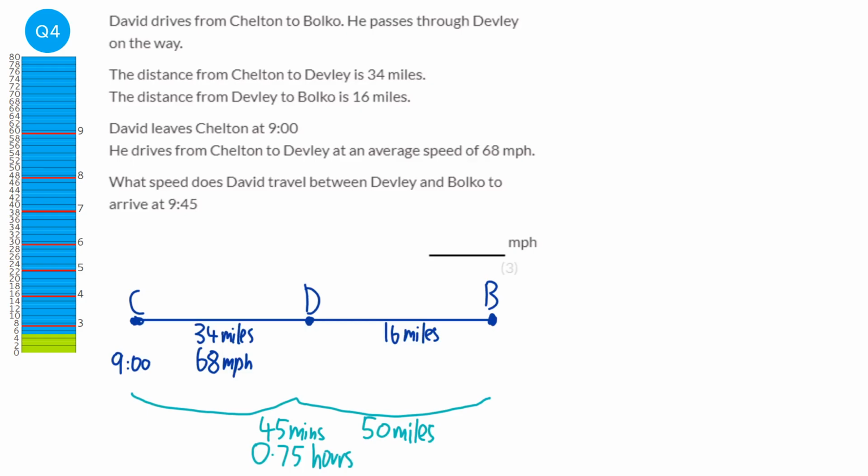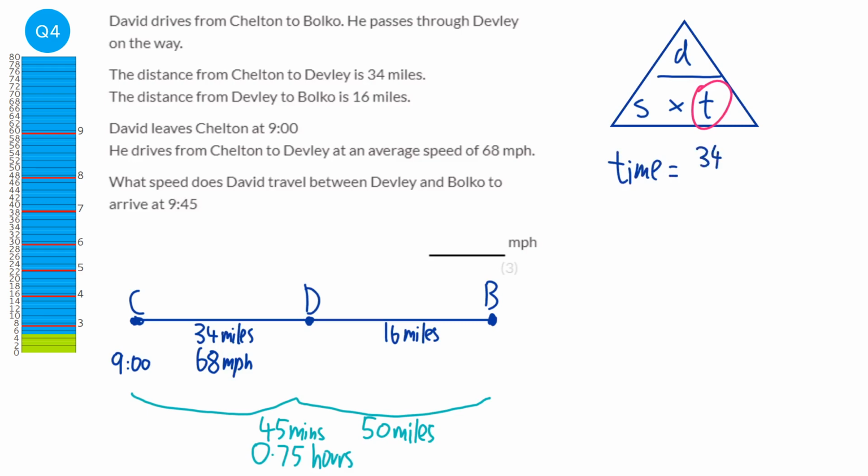Okay, now having a look at this, we need to find out what time David was at Devley. So we're going to use our speed, distance, time triangle. So speed equals distance over time. And we're covering up the time, because that's the one we want. So it's going to be time equals distance, which is 34, over speed, which is 68. So we're going to do 34 divided by 68, which is 0.5.